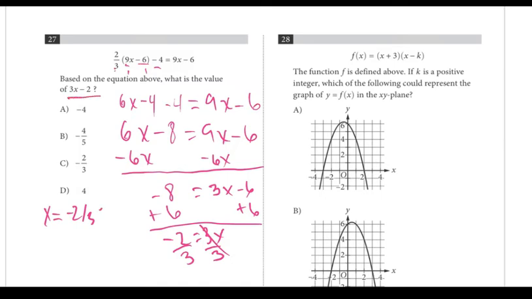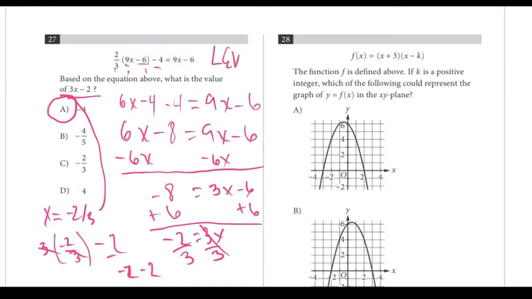So we're going to plug this in for x. So it's 3 times -2/3 minus 2. Those cancel. We get -2 minus 2, which equals -4. Answer choice A, either way. It took a little longer. Level of difficulty, I'm going to give that one a level 6 from 1 to 10, 1 being the easiest, 10 being the most difficult.